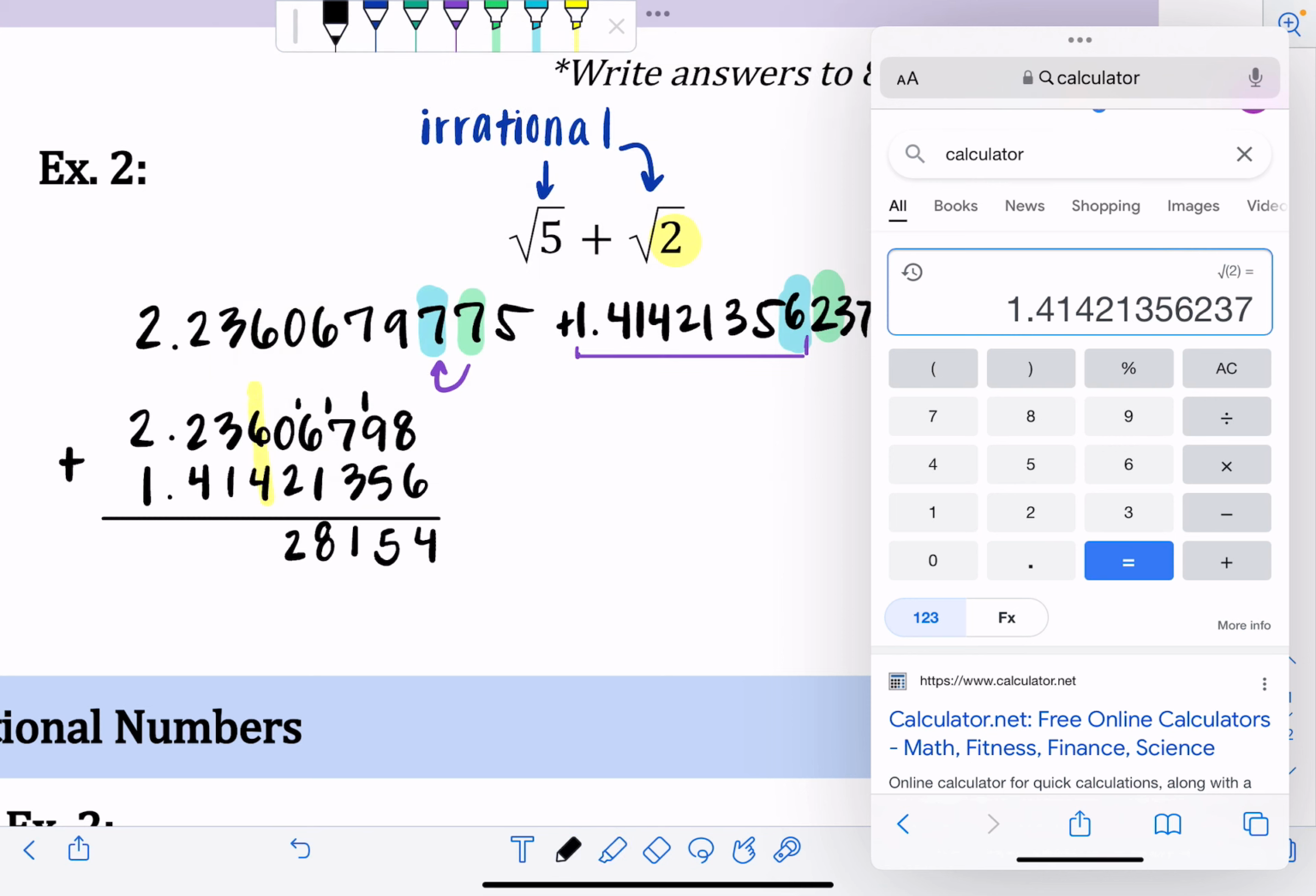6 and 4 is 10, so 0, carry the 1. And then 1 plus 3 is 4, plus 1 is 5. And then 2 and 4 is 6. Don't need to carry anything. Need to bring down the decimal place. And then just add the 2 and the 1 to get 3. So all together, 3.65028154. It's probably been a while since you guys have had to add that many place values, but it doesn't hurt to review a little bit. In the future, you can use a calculator.